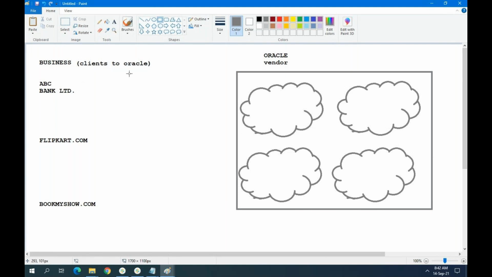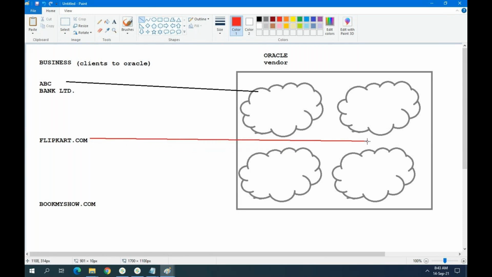Now the bank approached Oracle. He requested about his requirement. Yes, I have a bank. Every day some data is generating. I want to maintain an Oracle database. Then Oracle company reserves some cloud, some storage area, for the bank. For the Flipkart company, it reserves some storage area, suppose this cloud, and for the Book My Show company, it reserves some other cloud.